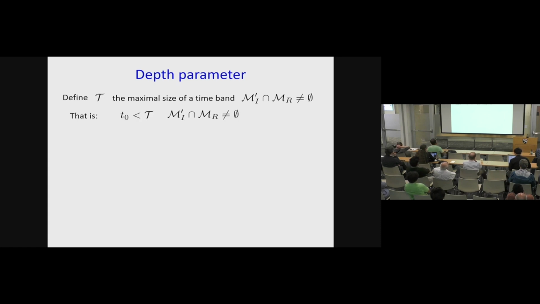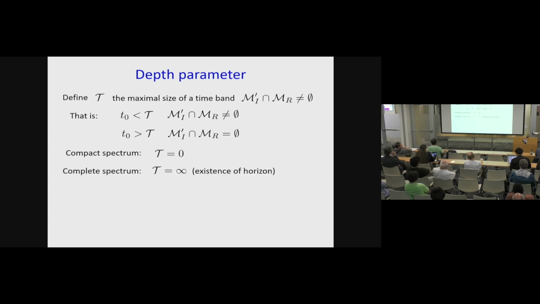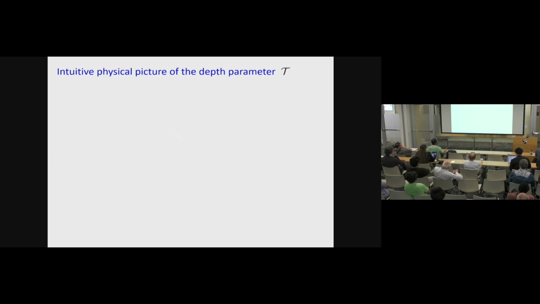So that means if T0 is smaller than this value, this is non-empty, but when T0 is greater than this value, it becomes empty. So in the compact spectrum, T will be 0, because there's no T0 for which this is non-empty. And for the complete spectrum, T is equal to infinity, corresponding to the criterion under which we have a horizon. And then for the equal space spectrum, we have something like this. And intuitively, this parameter corresponds to the following.